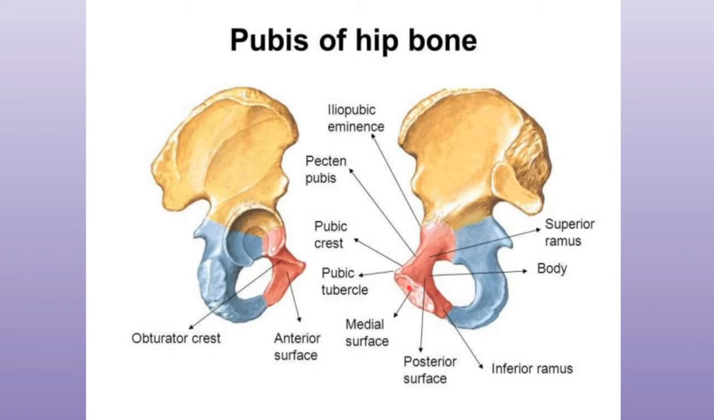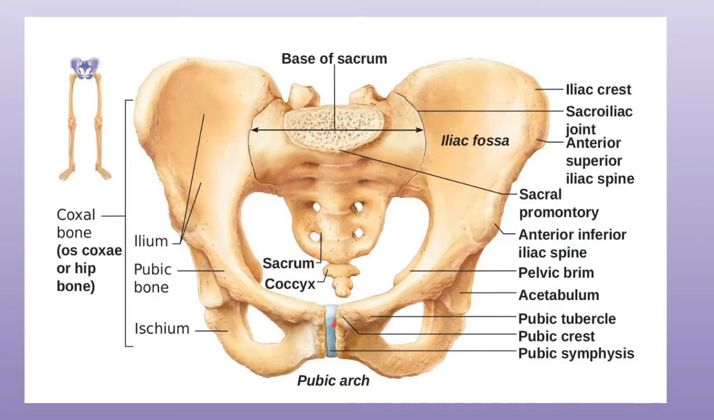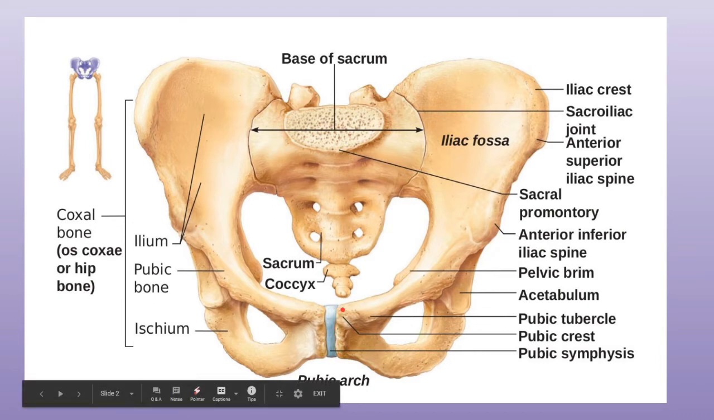Now the medial or symphyseal surface, as the name says, will form the pubic symphysis with the other hip bone. As you can see in this diagram, this is the medial surface, and it forms the pubic symphysis with the other, or right, hip bone.